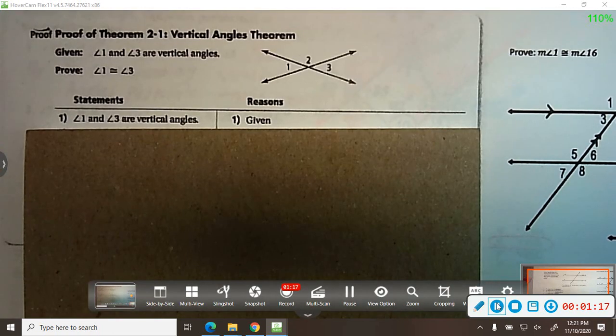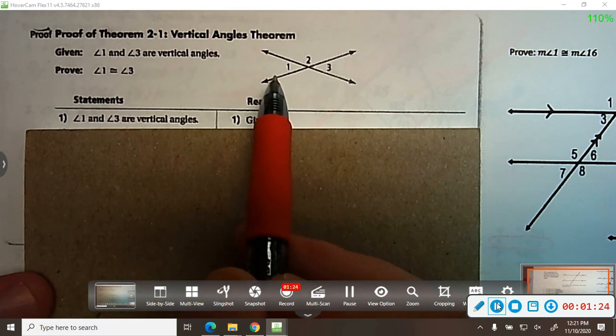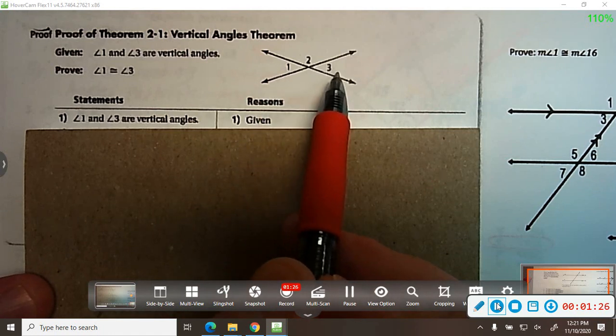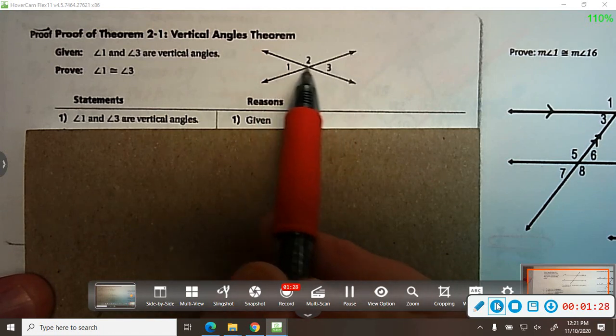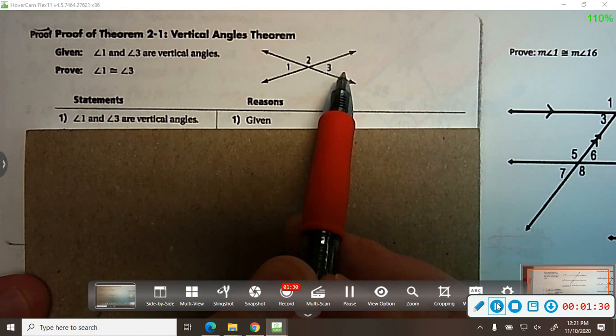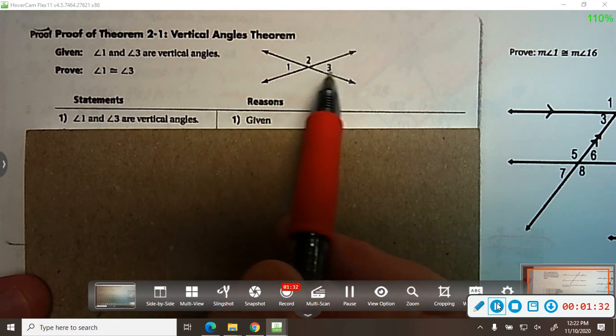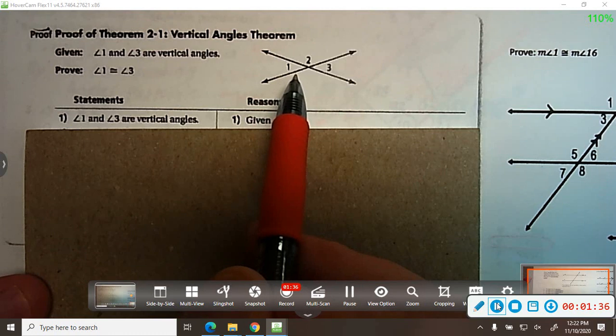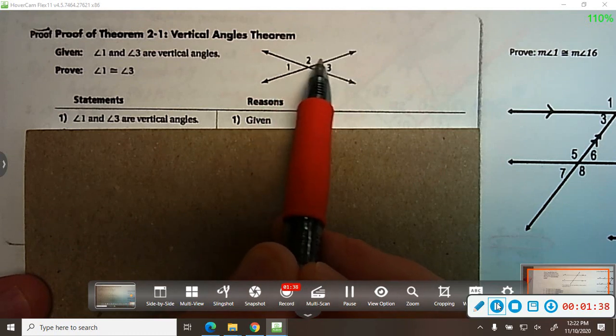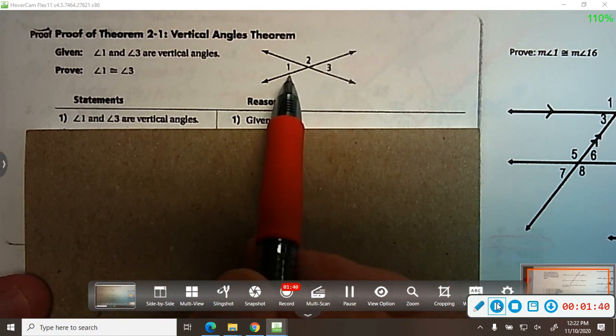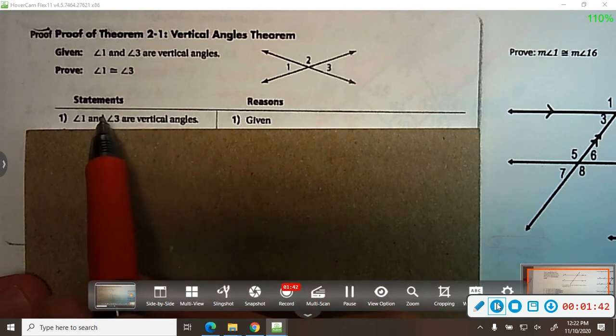Now we're going to prove the vertical angles theorem. And normally we're supposed to prove that 1 and 3 are congruent. And the vertical angles theorem says that 1 equals 3 because they're vertical angles. But we're going to actually prove it by going 1 to 2 and then 2 to 3. So the first thing, what I'm given, is that 1 and 3 are vertical angles. That's a given.